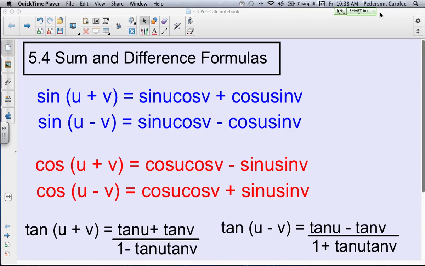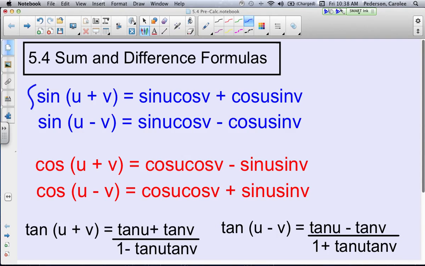There's the sine of u plus v and the sine of u minus v. To simplify that, you take sine of u cosine of v plus cosine of u sine of v, or sine of u cosine of v minus cosine of u sine of v. I'm not going to read these off, but we'll go ahead on the next slides and use them. And then we have the cosines and then the tangents.